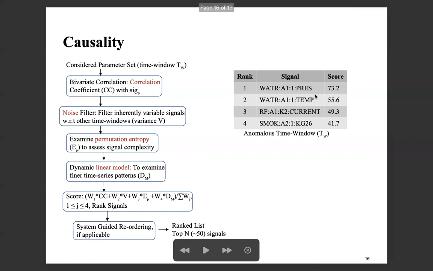So the operators can look at this kind of a list, and based on the score, we have the rank, and we have the water system, smoke detector, RF, so it speaks of the subsystem, and the physical attributes such as pressure, temperature, current, and also the location like A1, A2. So this way, the operators can look at a certain subsystem with more attention to see if there is something wrong.